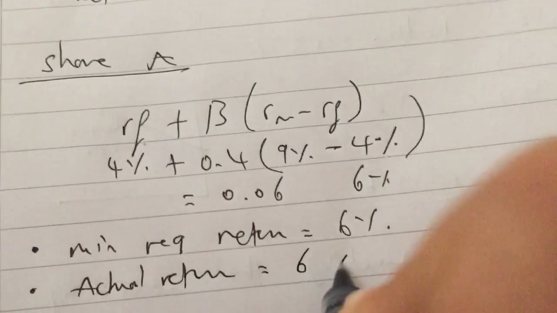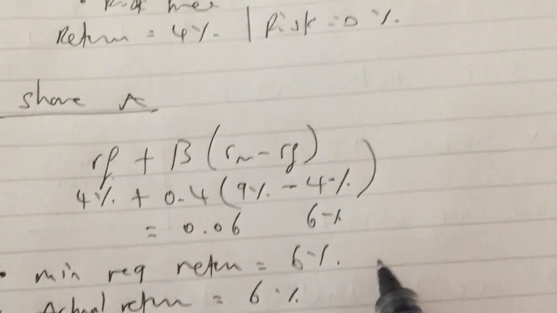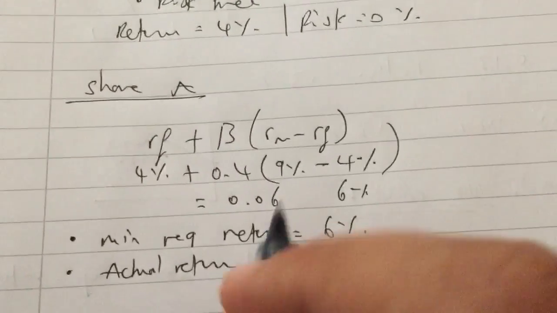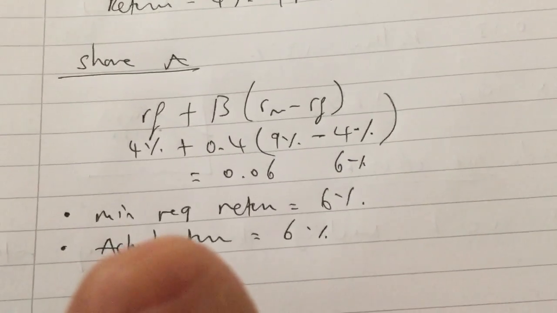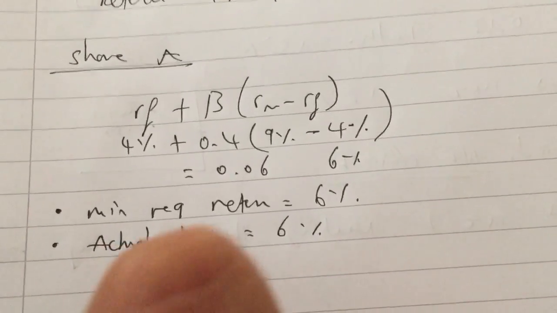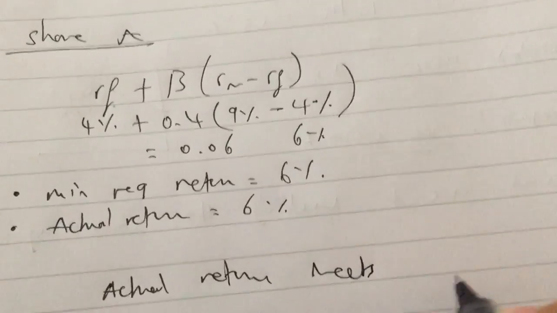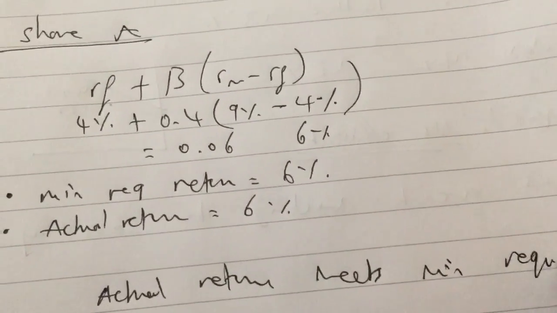So actual return equals 6% as well. So what does that mean? That means that it's perfect. That means that it's in equilibrium. So both returns meet. The actual return meets the minimum required return.